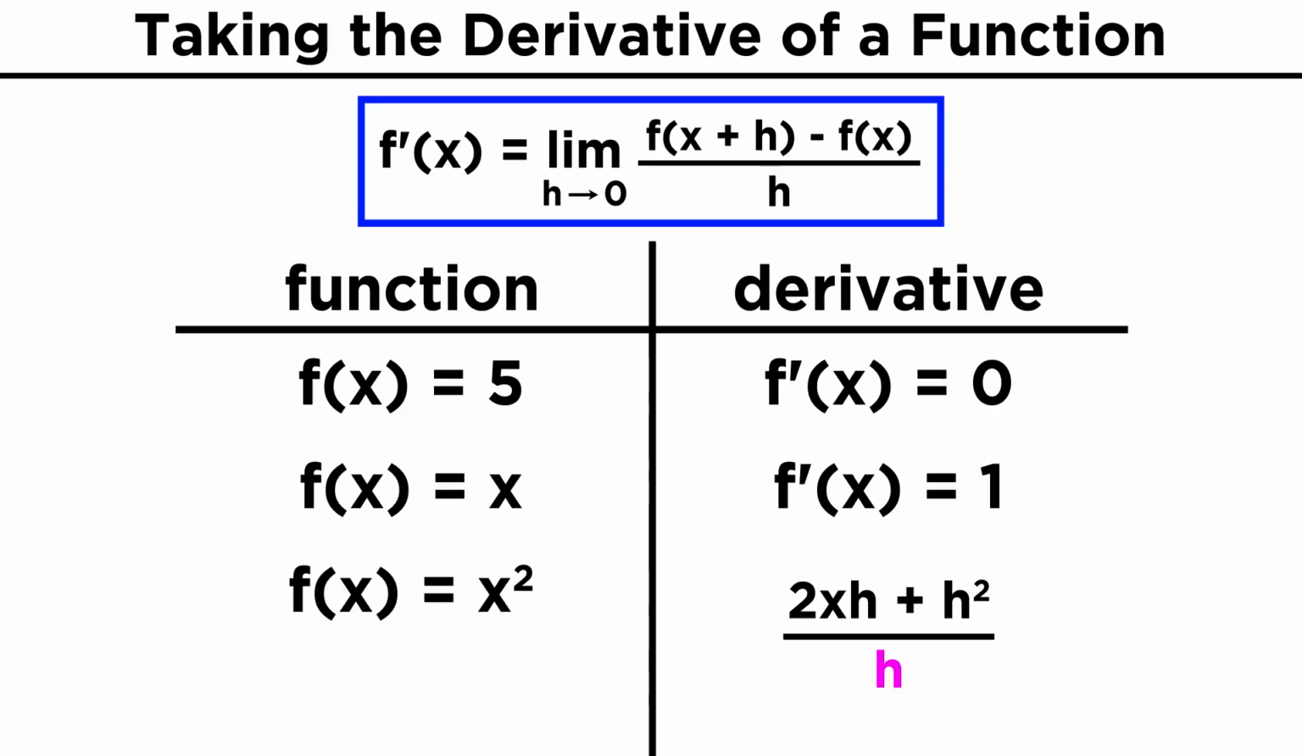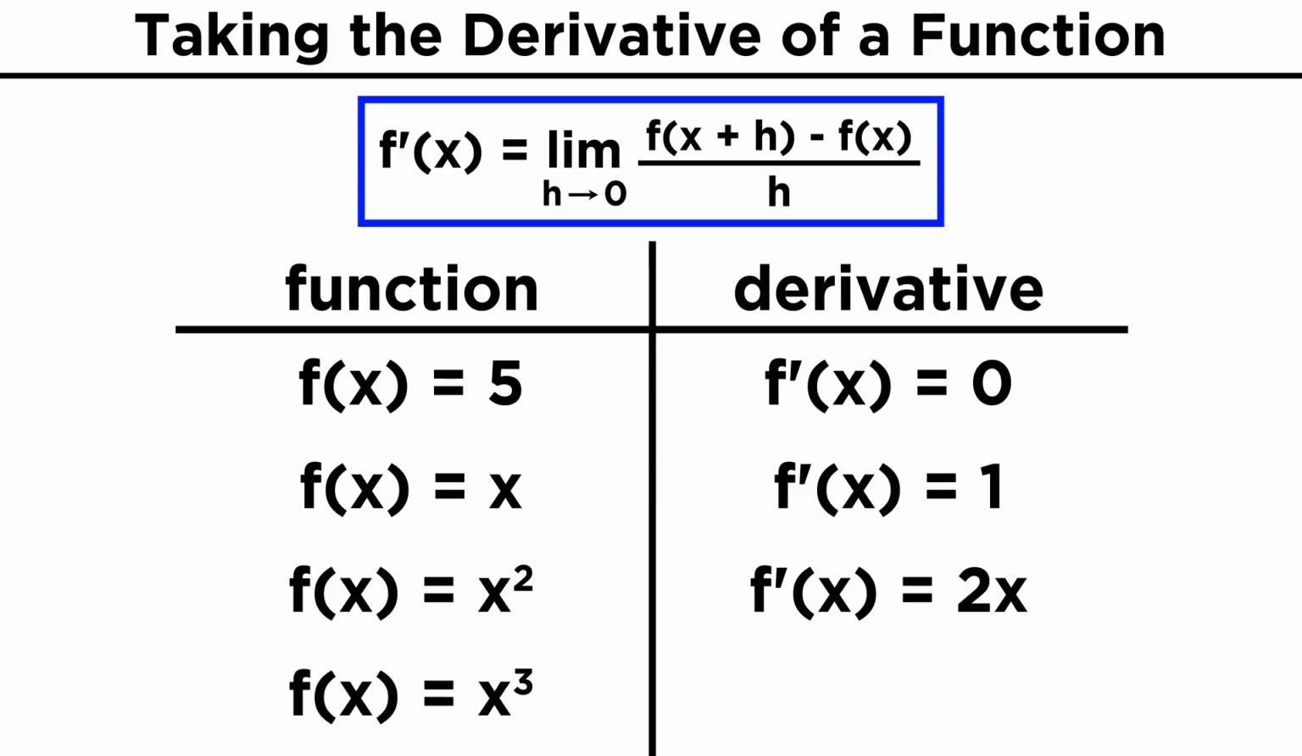Dividing both terms on top by the h on the bottom, we get 2x plus h, and when h goes to 0, that leaves us with 2x. So the derivative of x squared is 2x. Let's do one more, x cubed.